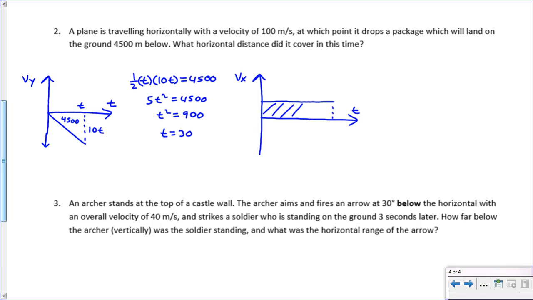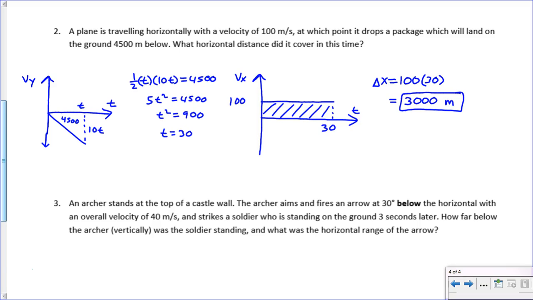I want to find the area to figure out how far it goes. I know that it's falling for 30 seconds. I know that it's traveling with a horizontal velocity of 100 meters per second because that's what it had said originally. So we take 100 times 30. Delta x here equals 100 times 30. And what we get there is that that equals 3,000 meters.